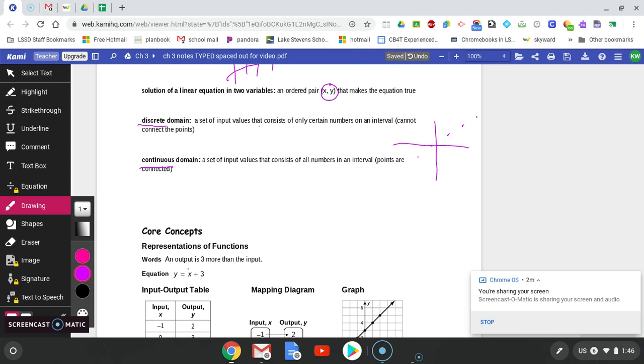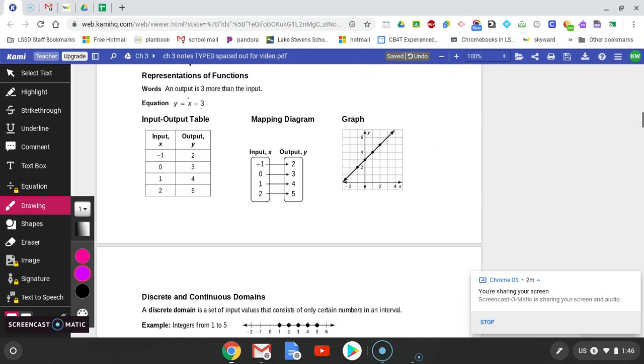So if I look at a graph that looks like this, and it just has individual points, that would be a discrete domain because x can be this number, this number, this number, this number, this number. But if we're talking about continuous, that would be if I had drawn in a line, showing that it's not just those individual points, but it's all those points in between.